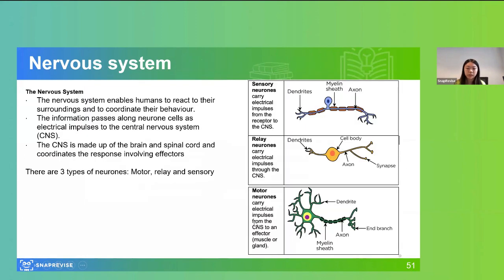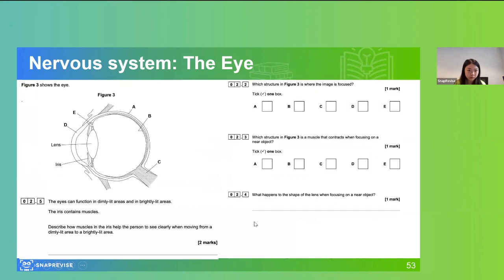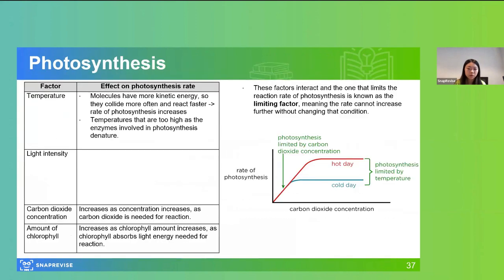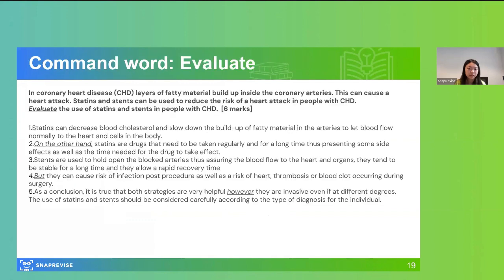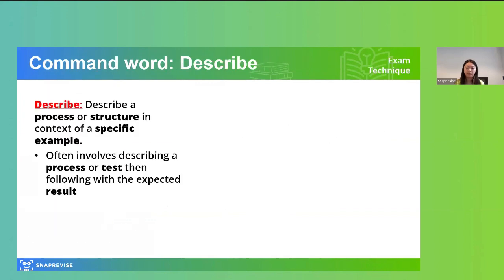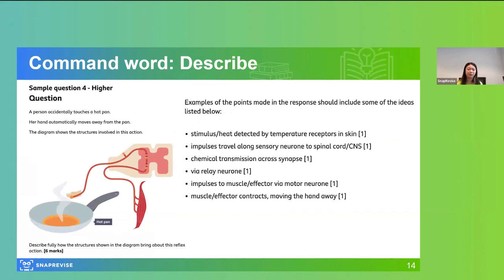Okay. Wait, where is it? Let me just go all the way back because I think this is a really good example here. I did say we won't go through this, right? It asks you to describe how the diagram brings about this reflex action when someone touches a hot pan. When someone touches a hot pan, you're going to detect the temperature. It's hot, so you're going to want to move away. So the receptor detects the stimulus, the stimulus being the heat.